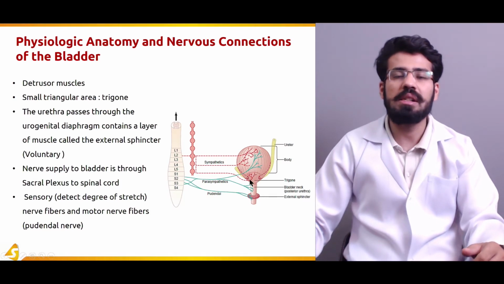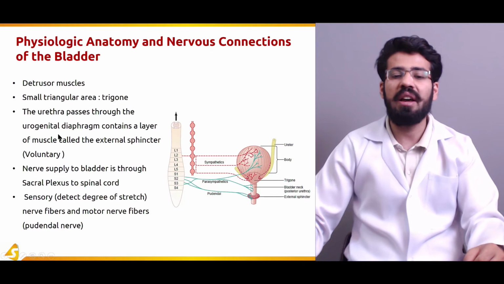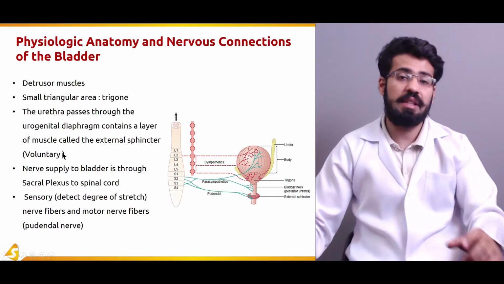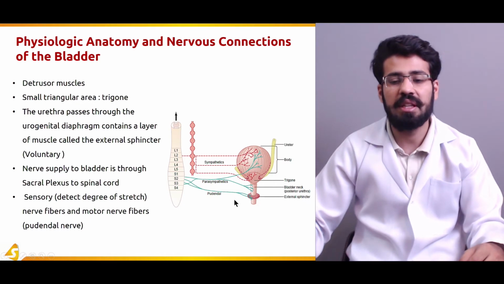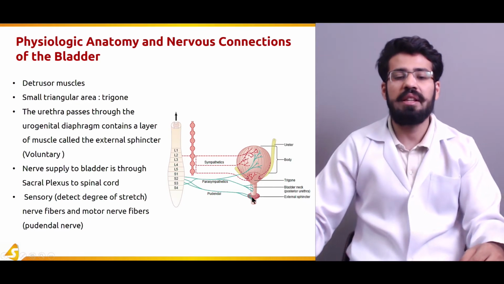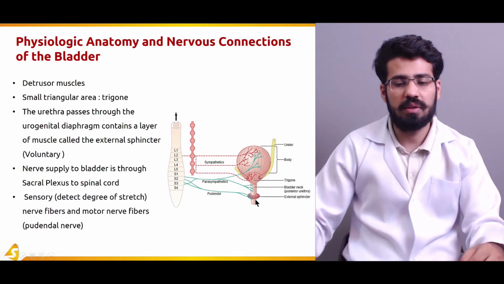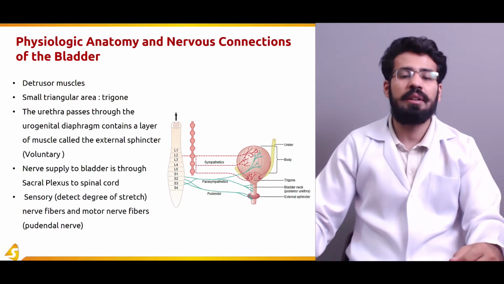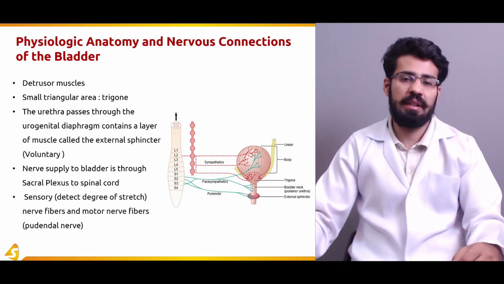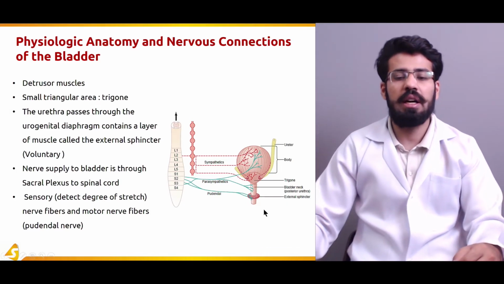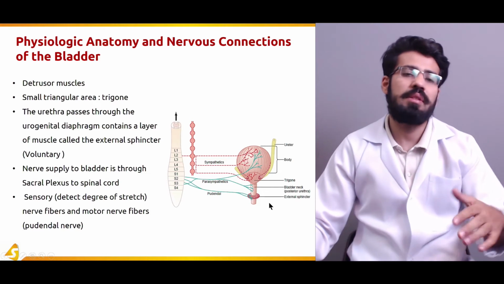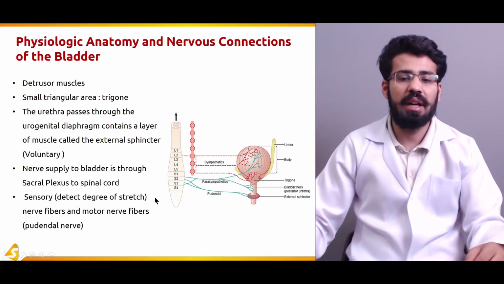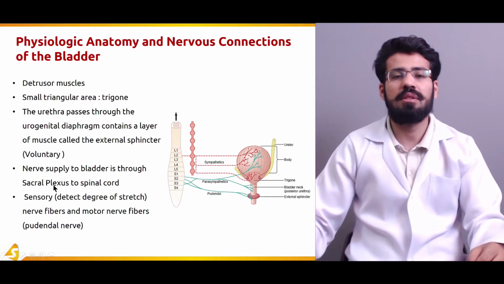The urethra passes through the urogenital diaphragm layer that contains a particular type of muscles. These are the voluntary muscles. These can be seen over here. These are known as the sphincter muscles. These sphincter muscles are also present in the gastrointestinal tract, the stomach sphincter muscles as well. So these muscles are the voluntary muscles. The nerve supply to the bladder is through the sacral plexus to the spinal cord.